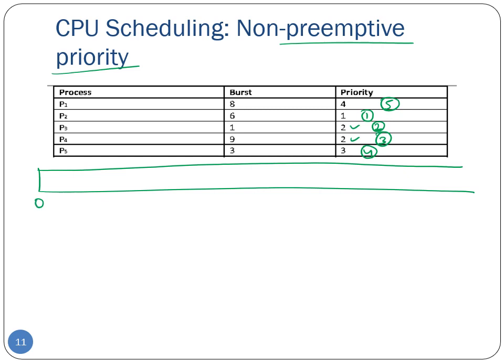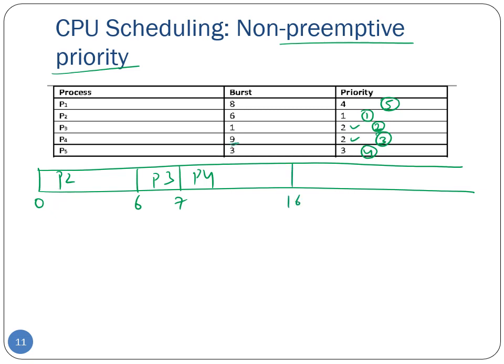This is time 0. P2 goes first. It has a CPU burst of 6, so it will start at 0 and finishes at time 6. After that, P3 is scheduled. It has a CPU burst of 1, so it starts at 6 and finishes at 7. Next P4 is scheduled. It has a CPU burst of 9. It starts at 7 and finishes at 16.